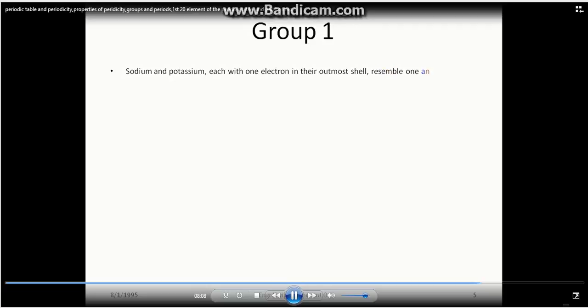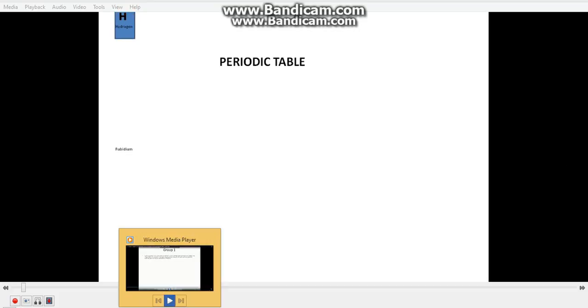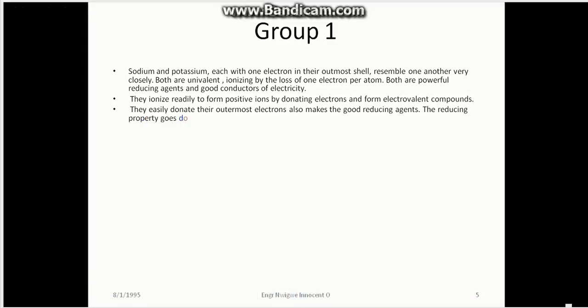Each has one electron in their atom, ionizing by the loss of one electron per atom. Both are powerful reducing agents and good conductors of electricity. They ionize readily to form positive ions by donating electrons and form electrovalent compounds. They easily donate their outer electrons, which also makes them good reducing agents. The reducing property increases down the group.